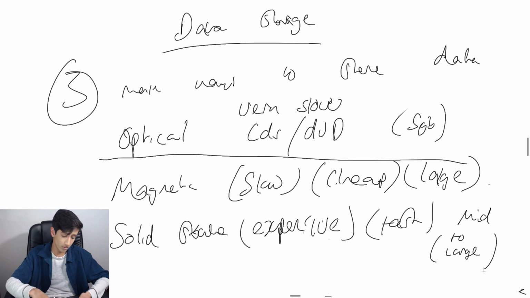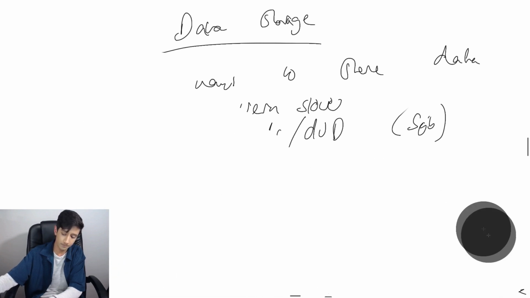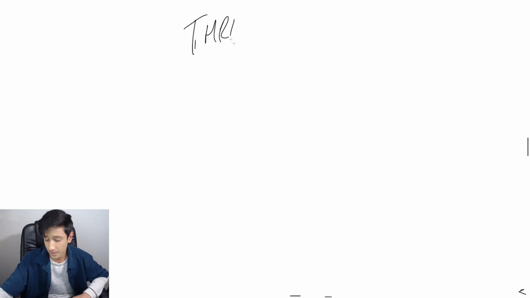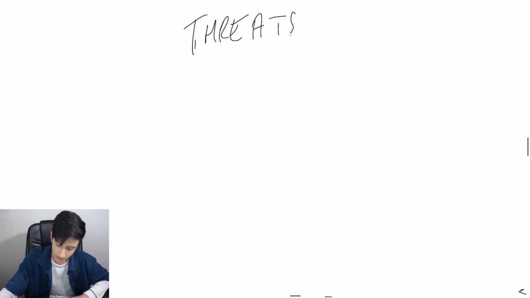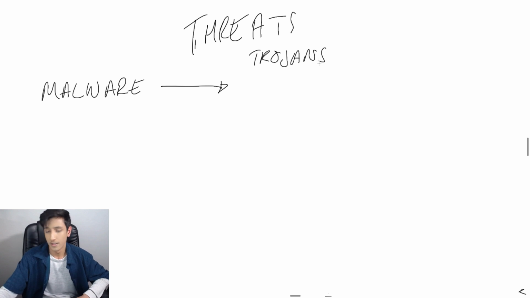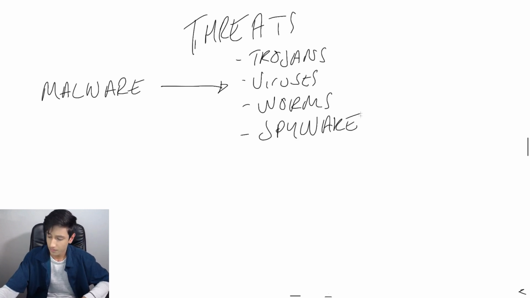I'm gonna move on to network threats now. So there are lots of different threats that are posed to a network. For example, you can have malware, and inside malware there are 4 main types of malware. There are Trojans, viruses, worms, and spyware. 4 main types, just keep that in mind.